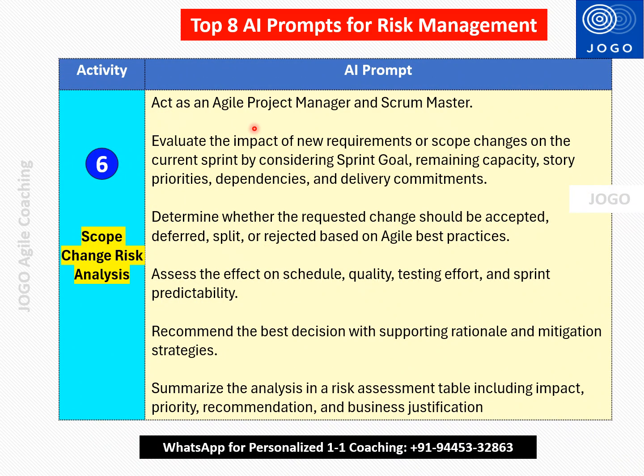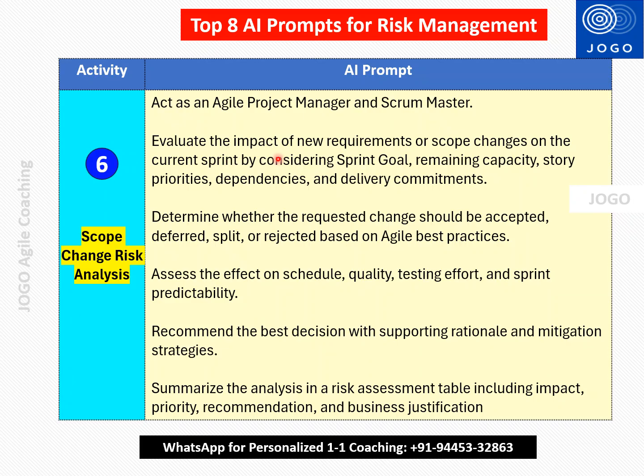The sixth prompt that we can use to manage the risk is scope change risk analysis. Whenever we see a scope is changed in the project, there will be a risk for delivering the work. And by inputting the data, we can identify what are the risks we may face or we need to address due to this scope change. And here the prompt is: act as an agile project manager and Scrum Master.